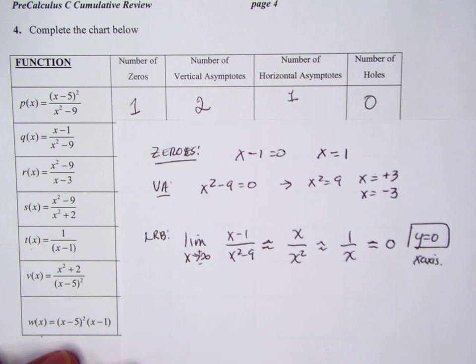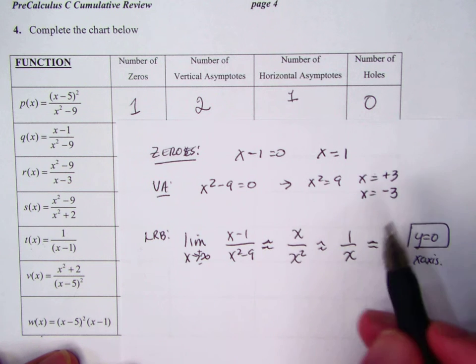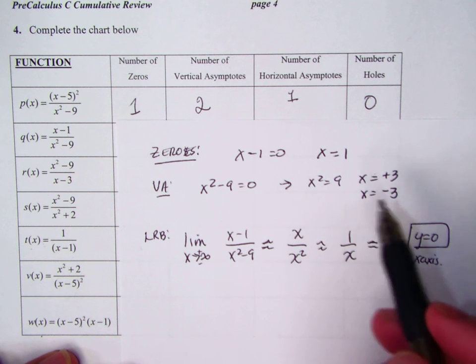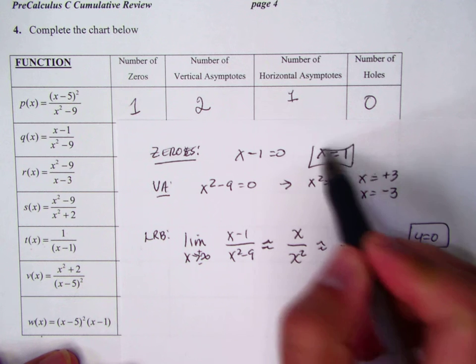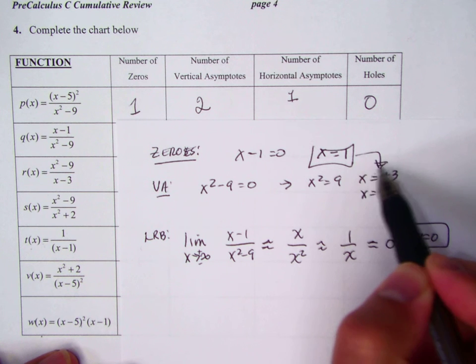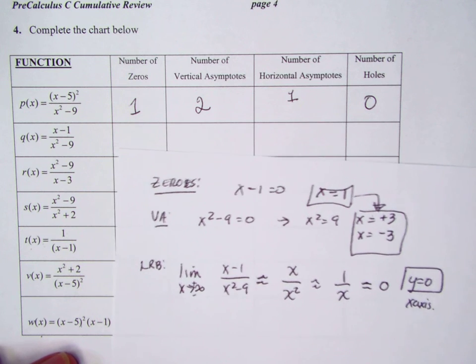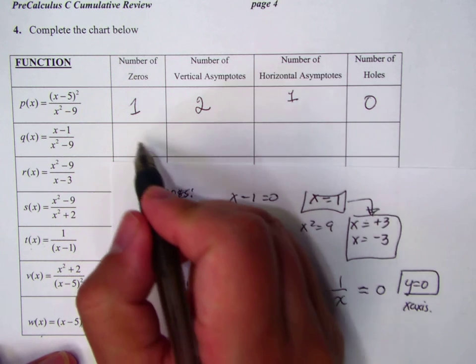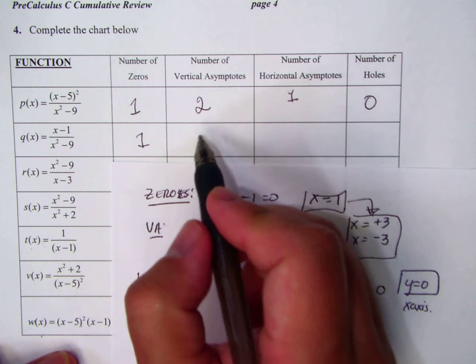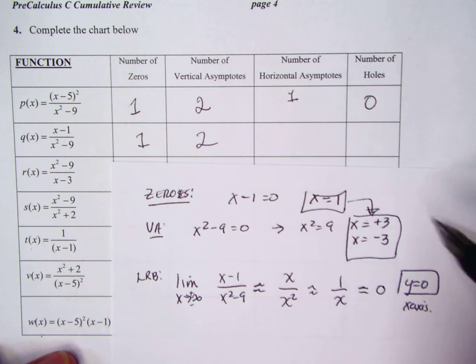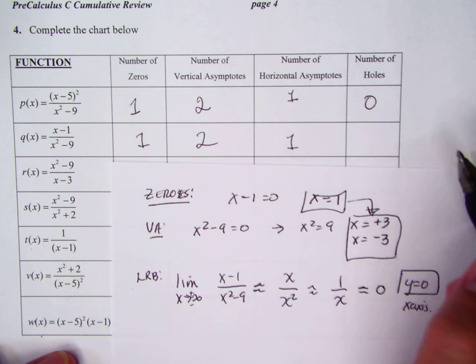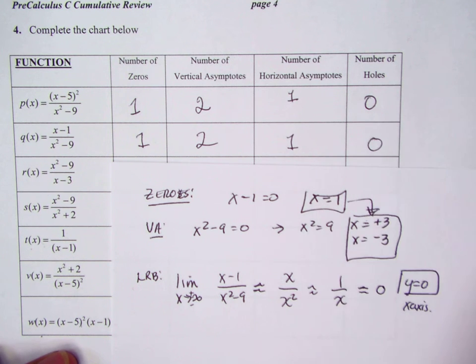And then we check for candidates for holes. Again, we don't have a conflict between the zeros and the vertical asymptotes, so there are no candidates for holes. So number of zeros, again, we have 1. Number of vertical asymptotes, we've got 2. Horizontal asymptotes is just 1, at y equals 0. And number of holes is 0.